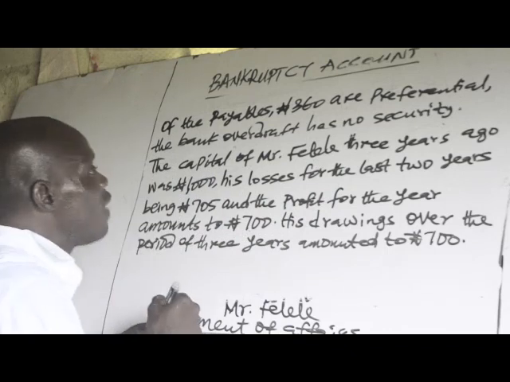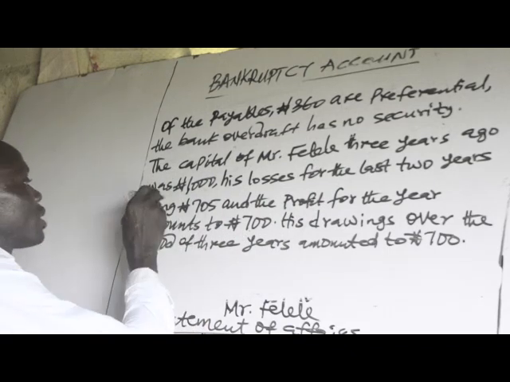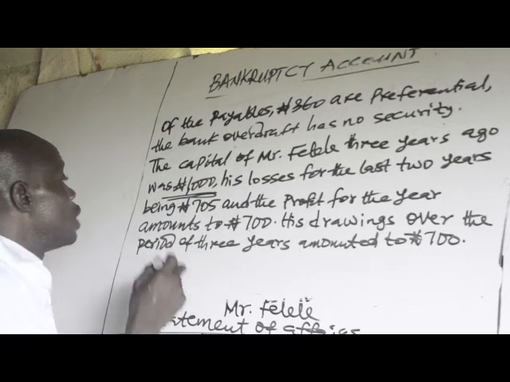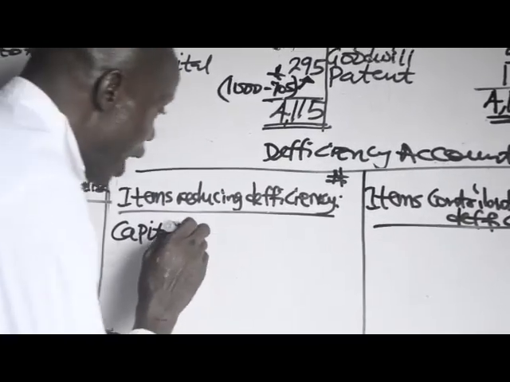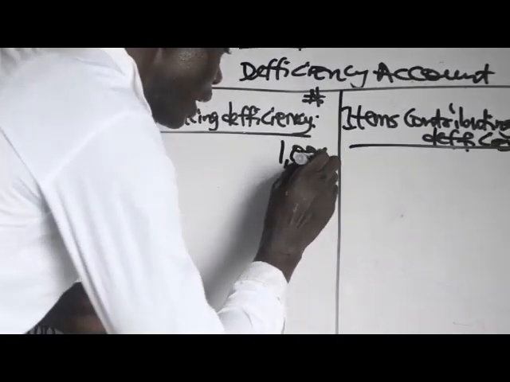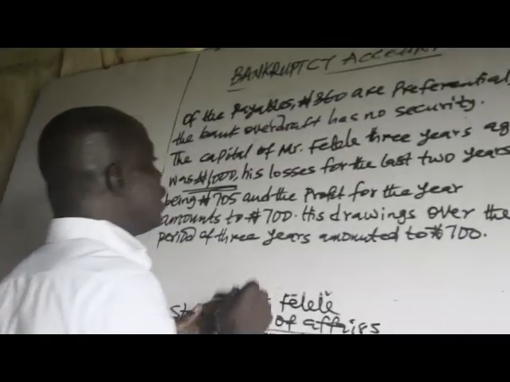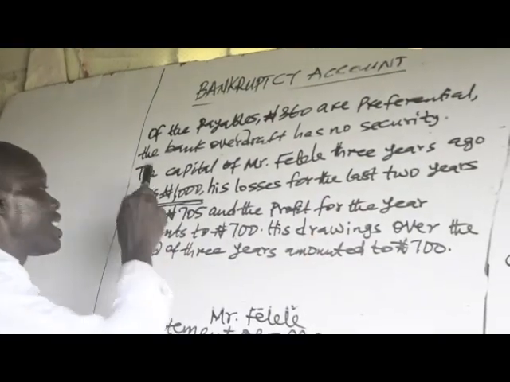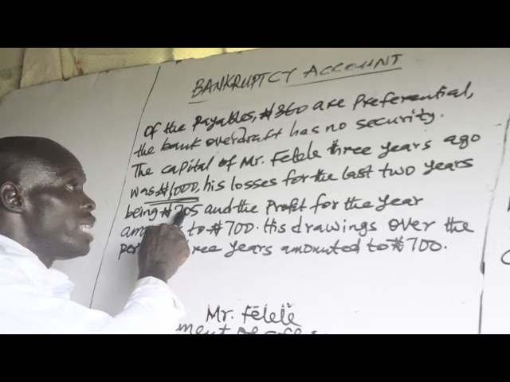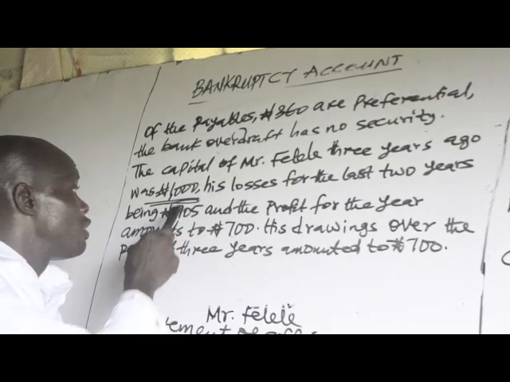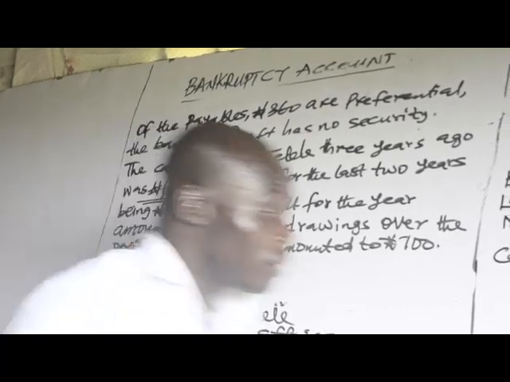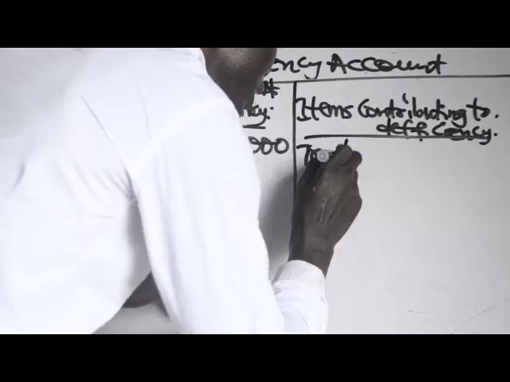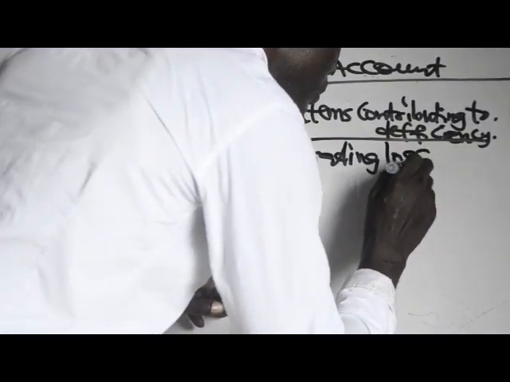The capital of Mr. Felele 3 years ago was 1,000 naira. Capital will lead to a reduction in deficiency. Now, let's have capital, then we have 1,000 naira. His losses for the last 2 years being 705. So there was an accumulation of loss 2 years ago, 705. The 705 losses will contribute to deficiency. Now, trading losses.